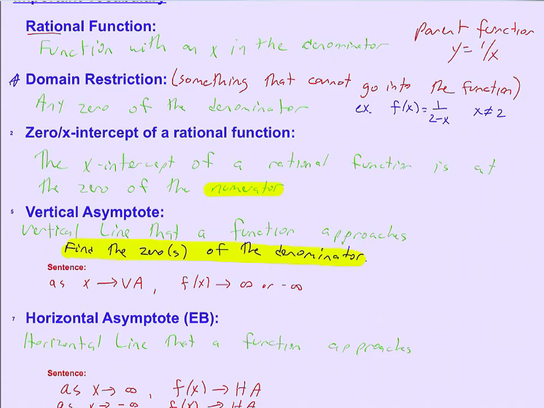So notice we're finding the zeros of both the numerator and the denominator. We use the zeros of the denominator to find the domain restriction, and that'll give us the vertical asymptote. We find the zeros of the numerator to find the X-intercept. So we do them both.